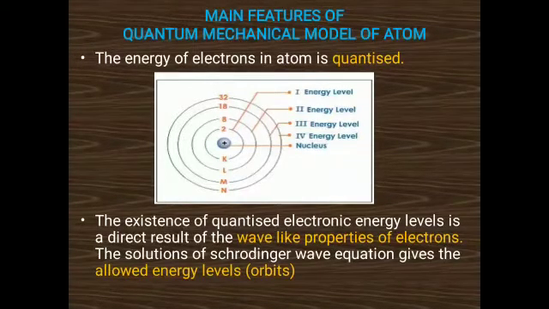This type of existence of quantized electronic energy levels around the nucleus shows the wave-like property of electrons. We know very well that as per the de Broglie concept, electrons and all microscopic and macroscopic particles have dual character. But here, as we see, the quantized electronic energy level is a direct result of the wave-like property of electron. The solutions for the Schrödinger wave equation give the allowed energy levels or orbits.